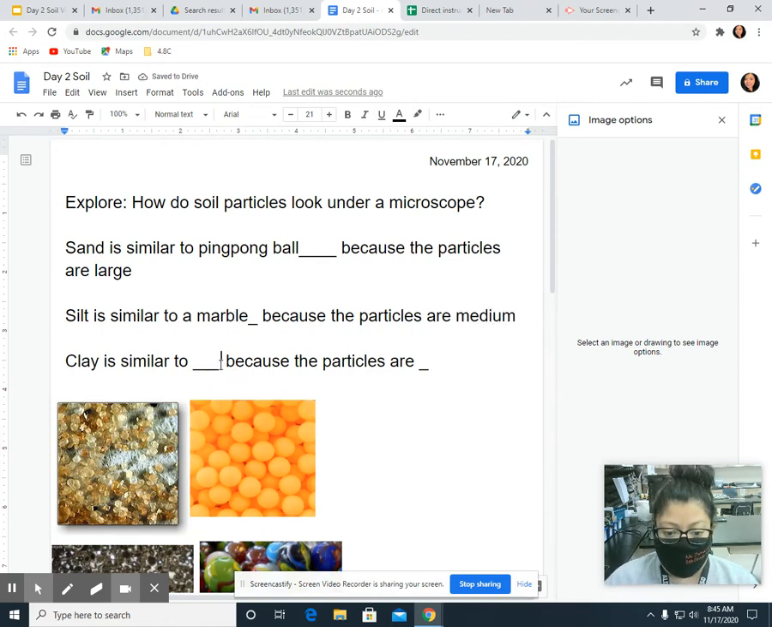Lastly, we have clay. So remember our soil sample from yesterday. So clay particles are similar to dimes because they're small and flat.